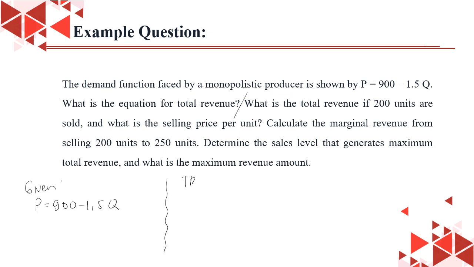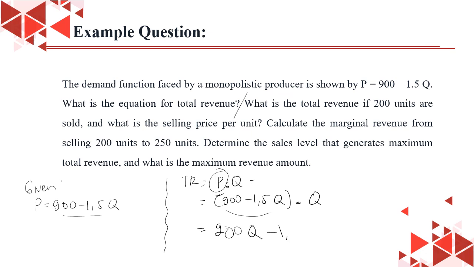So total revenue is just P times Q. What is P? P is this one. So change that with 900 minus 1.5 Q, and then times Q. You just change this one with this. Then this will be 900Q minus 1.5Q squared. So this is the function: TR is a function of Q.